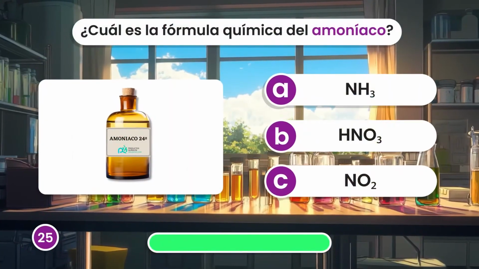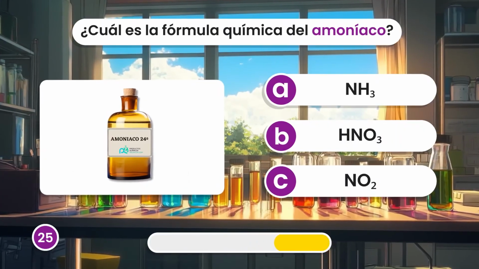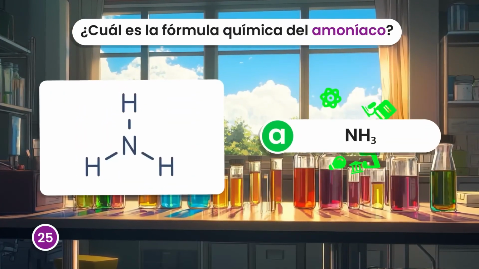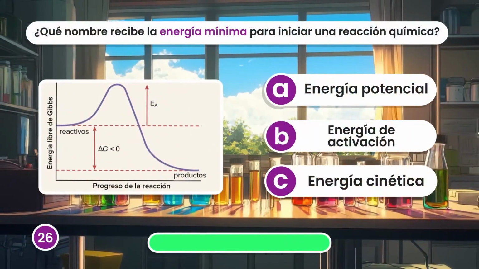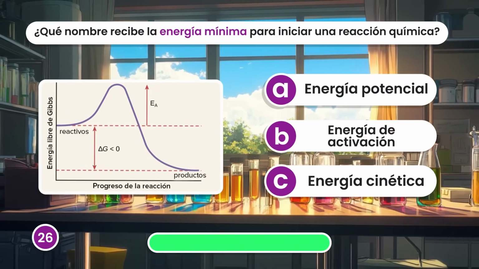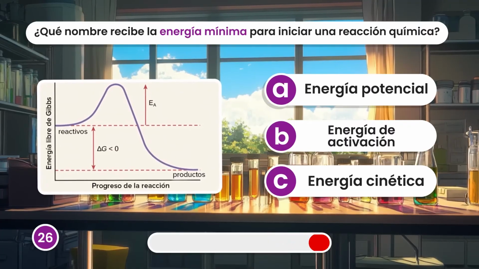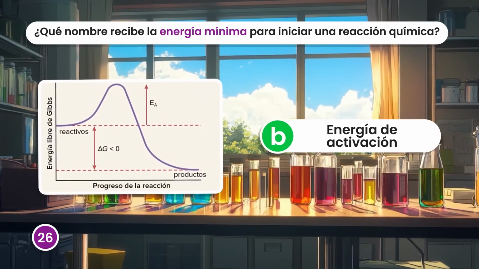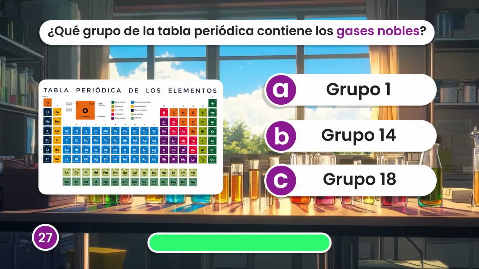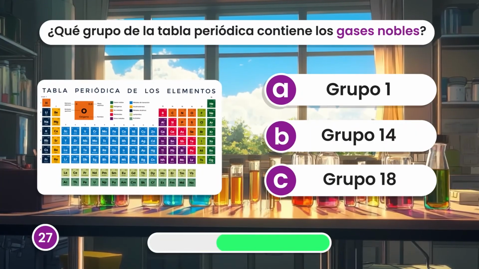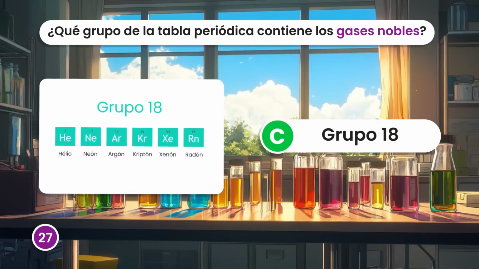What is the chemical formula of ammonia? NH3. What is the minimum energy needed to initiate a chemical reaction called? Activation energy? Which periodic table group has the noble gases? Group 18.